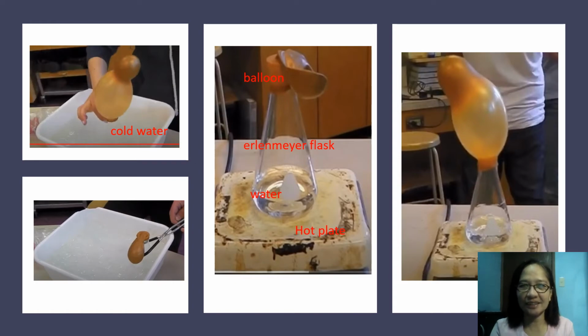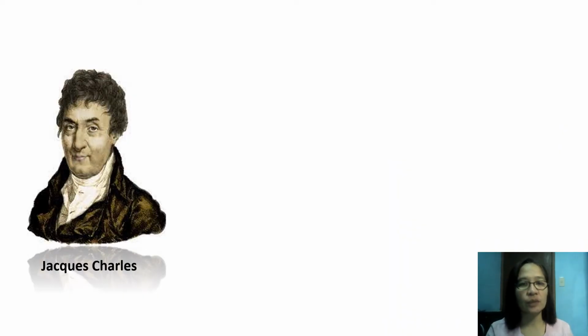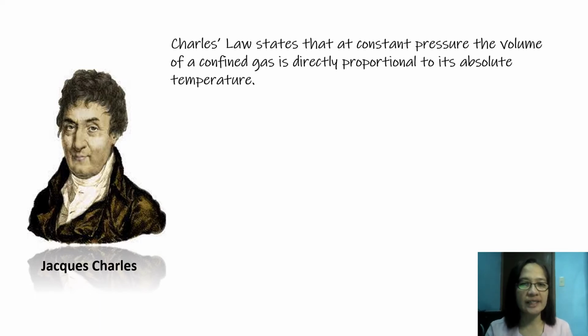Very good. The relationship of volume and temperature was discovered by Jacques Charles. Charles' law states that at constant pressure, the volume of a confined gas is directly proportional to its absolute temperature. As the temperature increases, the volume will also increase. But if the temperature decreases, what will happen to volume? It will also decrease. Mathematically, we can express Charles' law.